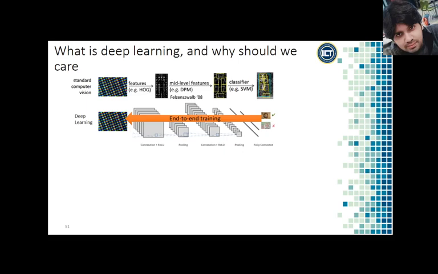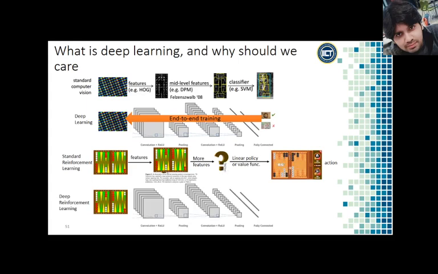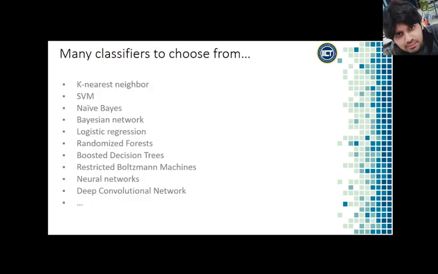This deep learning strategy can be applied to unsupervised learning as well as reinforcement learning. If we see standard reinforcement learning, you extract the features. I don't know which features, some of them may be just different color pixel values, and then we extract more features. Exactly which, we do not know yet because it depends on the application itself, and we derive a linear policy or value function to drive an action. But for deep reinforcement learning, this whole process gets automated in an end-to-end way to drive an action. So this is the difference between deep learning and shallow learning algorithms.